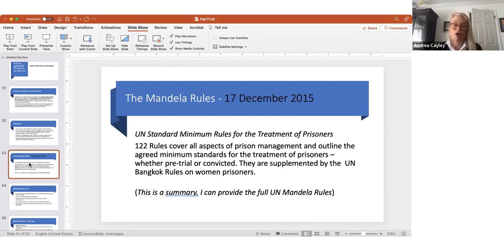There are 122 rules that cover all aspects of prison management and outline the agreed minimum standards for the treatment of prisoners, whether pretrial or convicted. These rules have been supplemented by the UN Bangkok rules on the treatment of female prisoners. I don't cover that during this training. We're just going to look at the basics with the Mandela rules. And again, this is a summary.